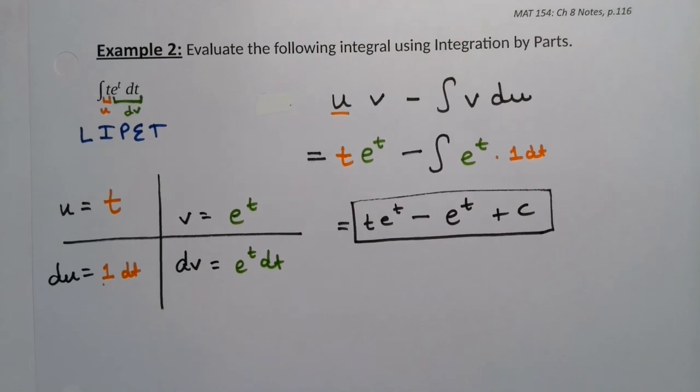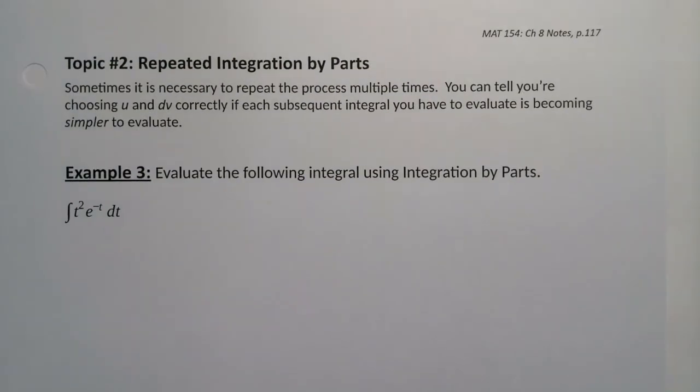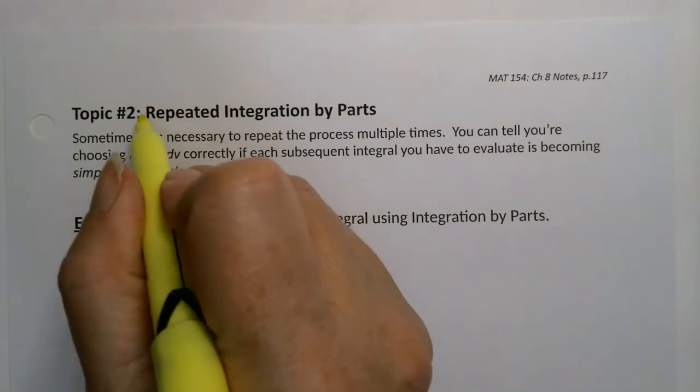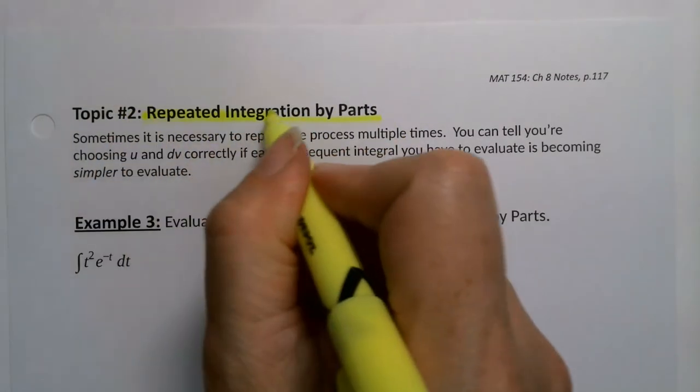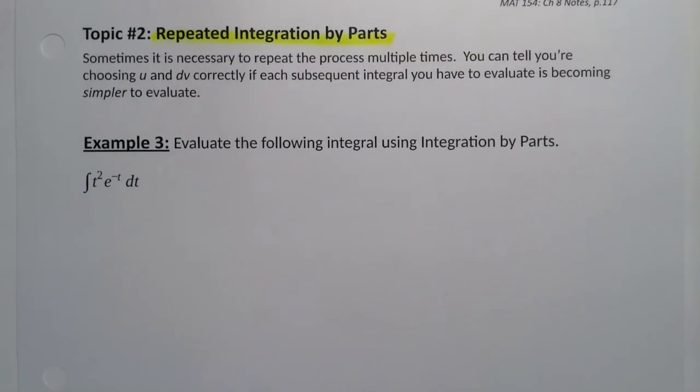All right, now we know how to do a basic integration by parts. How can we kick it up a notch and make it more difficult? And the answer is, well, we can make you do it more than once. So let's see how this goes. We are going to repeat integration by parts. We're going to do it multiple times in the same problem. And this will happen. Sometimes it's just necessary. You'll see. It'll break down.